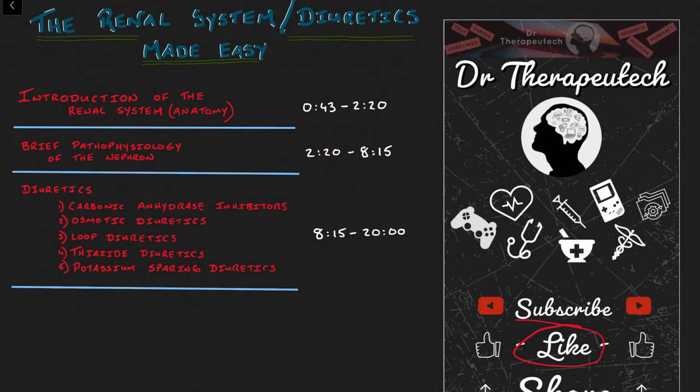The video may be slightly long, so feel free to skip to the section that's most relevant to you. I've split the video into introduction of the renal system, brief physiology of the nephron, possible uses of diuretics in heart failure and hypertension, and classifications of diuretics.